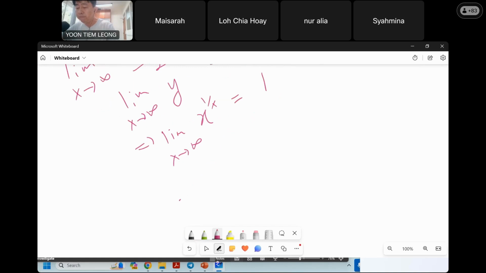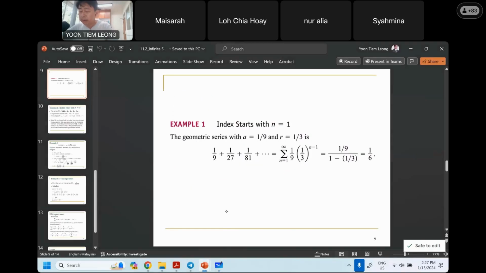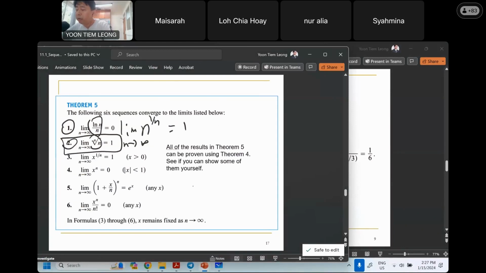And this would infer, by virtue of theorem 4, n raised to the power of n would tend to 1 when n tends to infinity. Therefore, the limit of the sequence n raised to the power of 1 over n is 1. So that is the way you can prove statement number 2 in theorem 5 using theorem 4.